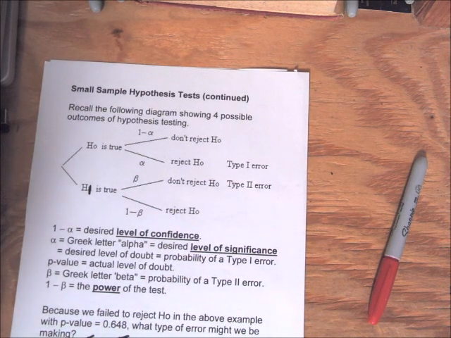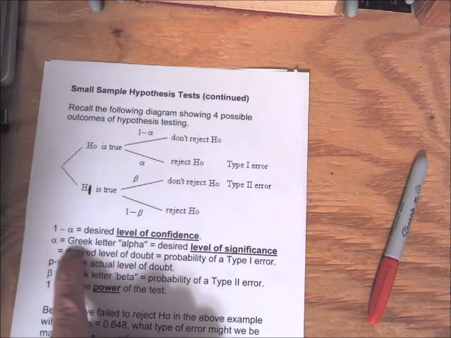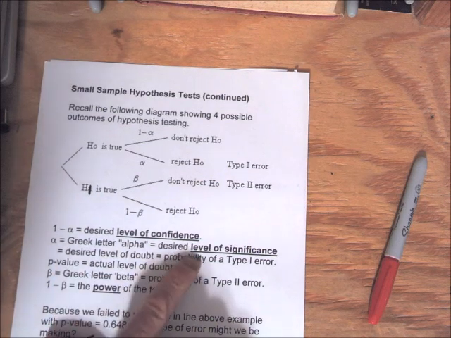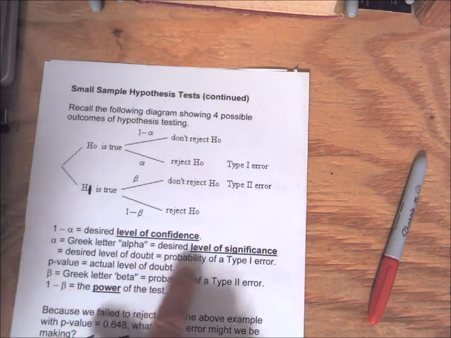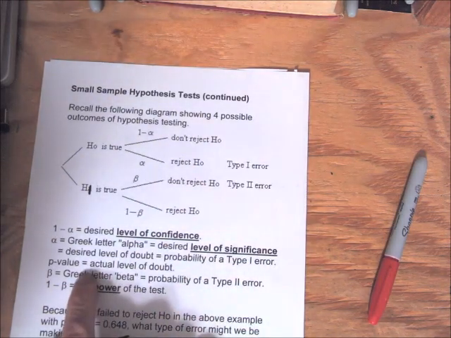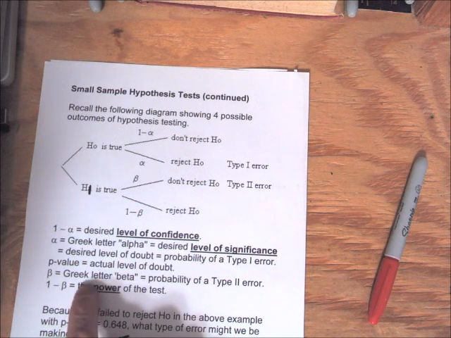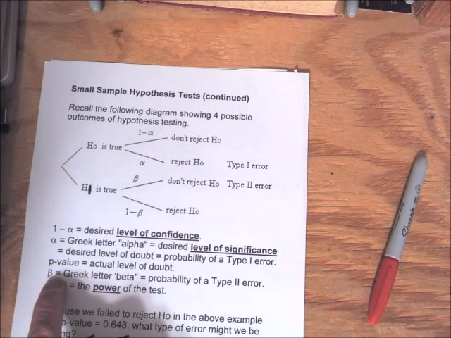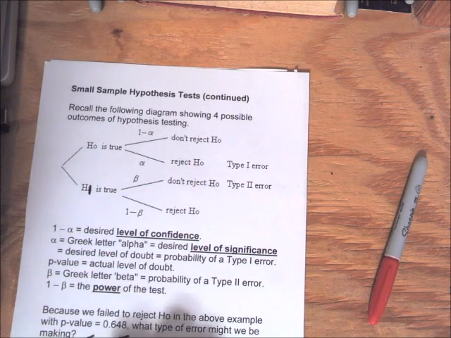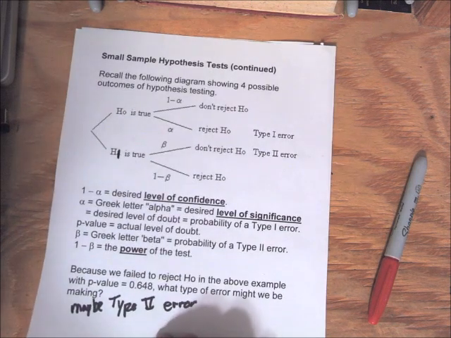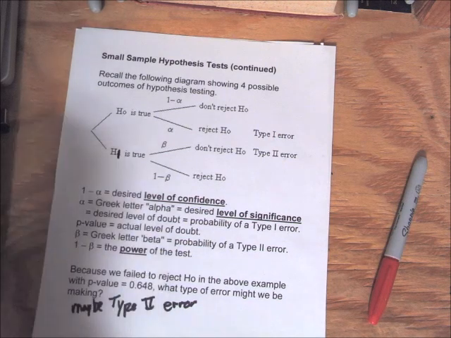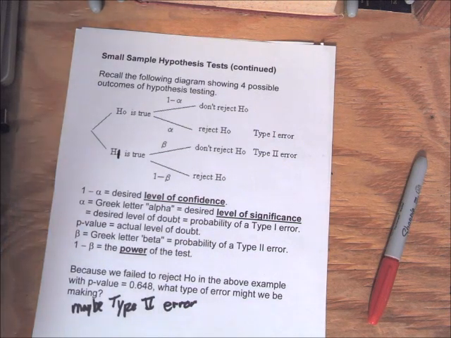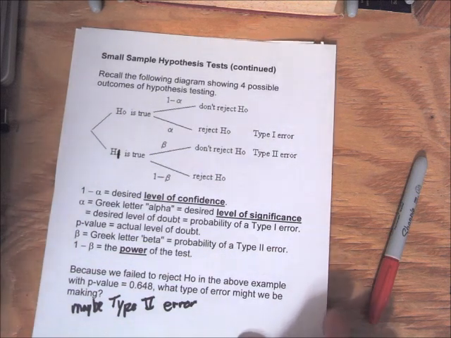So 1 minus alpha is our level of confidence. The Greek letter alpha is our desired level of significance. I like to call it the level of doubt. It's the probability of a type 1 error. P-value is our actual level of doubt. That's what we computed here. We had a p-value of 0.6 something. The probability of a type 2 error, represented by the Greek letter beta, is usually not computed. We will not be computing beta. You need to make some additional assumptions in order to compute beta. 1 minus beta is called the power of the test.